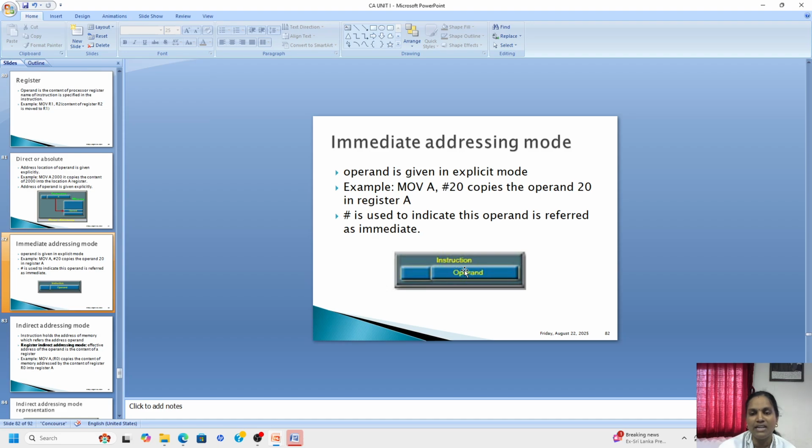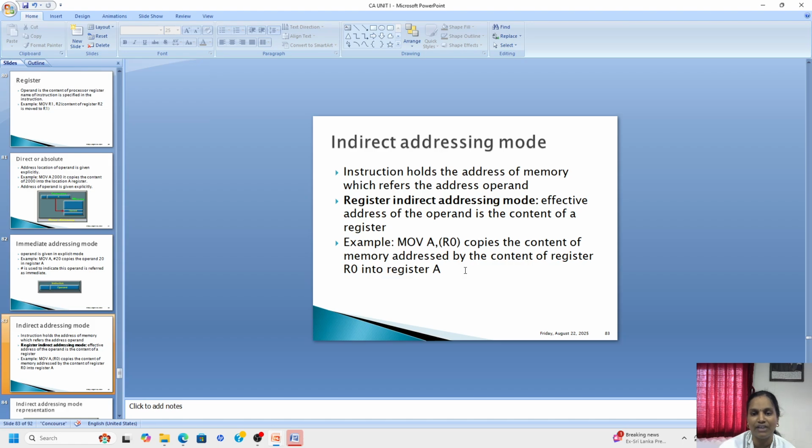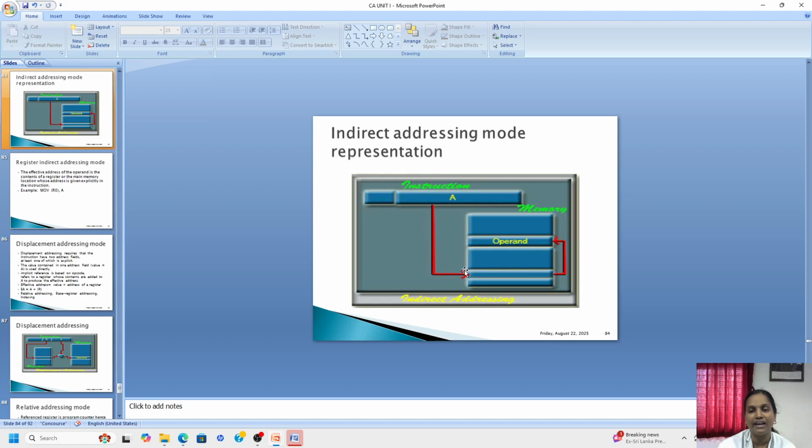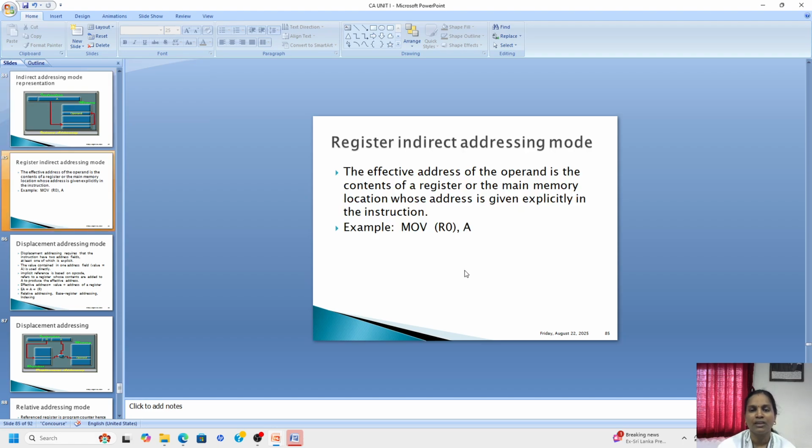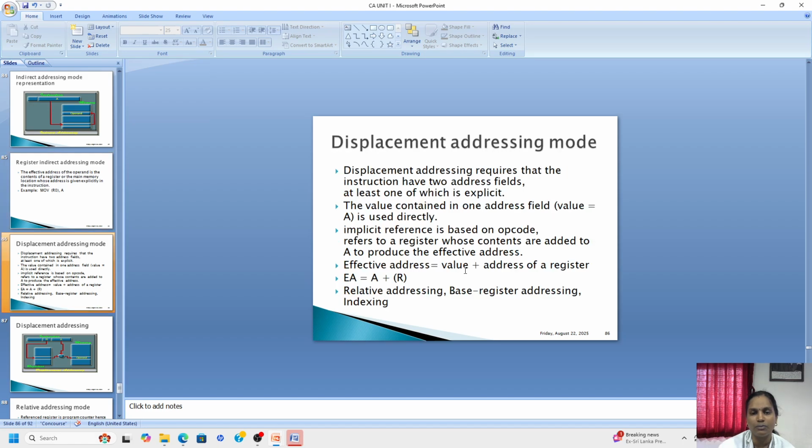Immediate addressing means the operand is explicitly specified in the instruction itself. Indirect means the address refers to a memory location which holds the address of the operand, so the operand address is not specified in the instruction; you need to refer to a memory location. Register indirect means the register address is indirectly specified in the instruction. Displacement addressing: you need to calculate the effective address with the help of a value plus the address in the register.